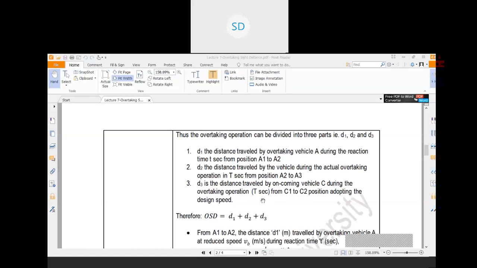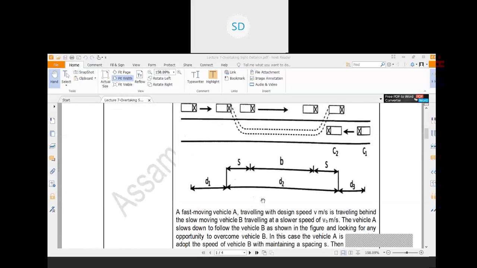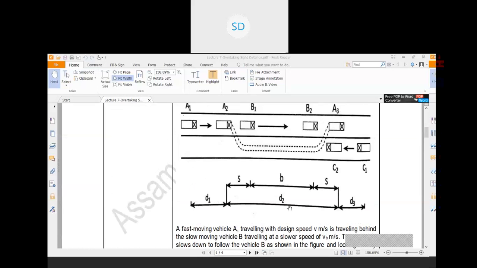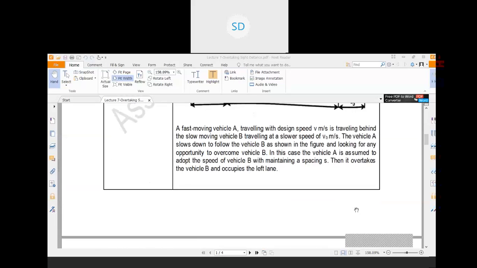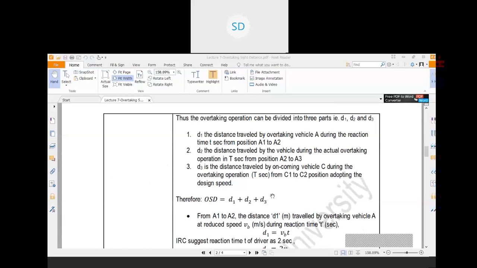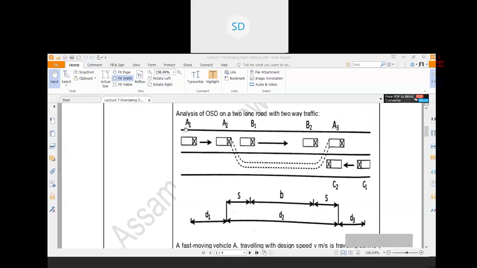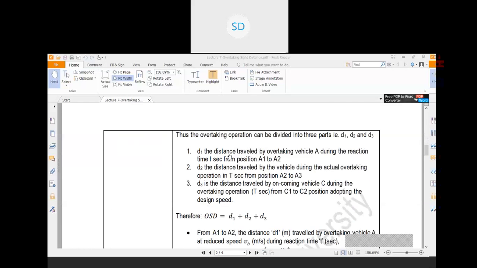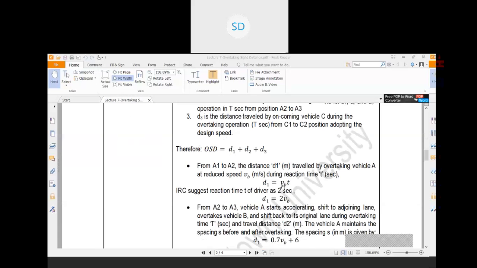So here your total overtaking sight distance is D1 plus D2 plus D3. Okay, so this is the overtaking sight distance. Now from A1 to A2, the total distance covered by vehicle A would be VB into T, where VB is the speed of vehicle B in meters per second and T is the reaction time. So this is VB into T.